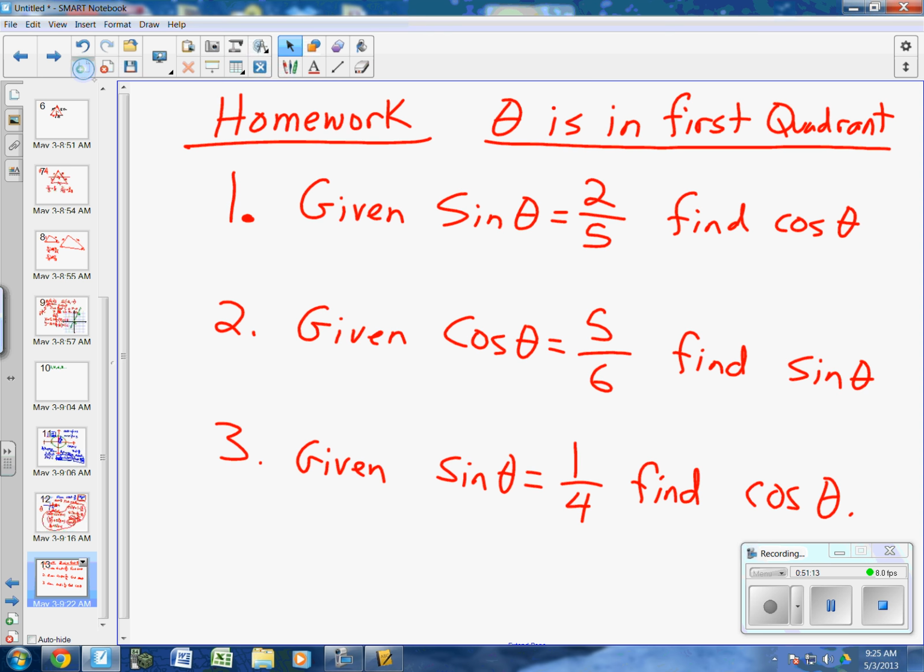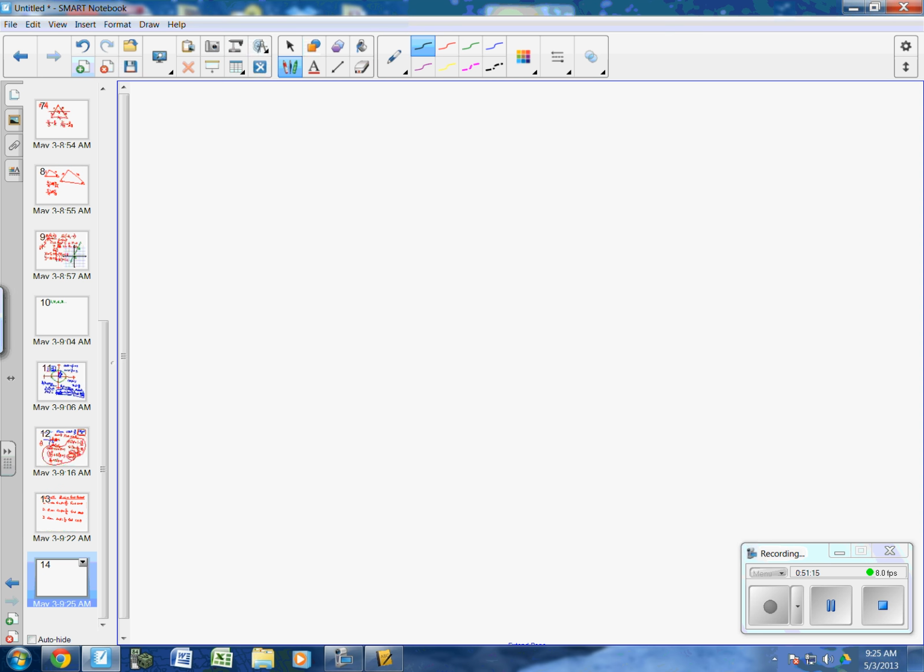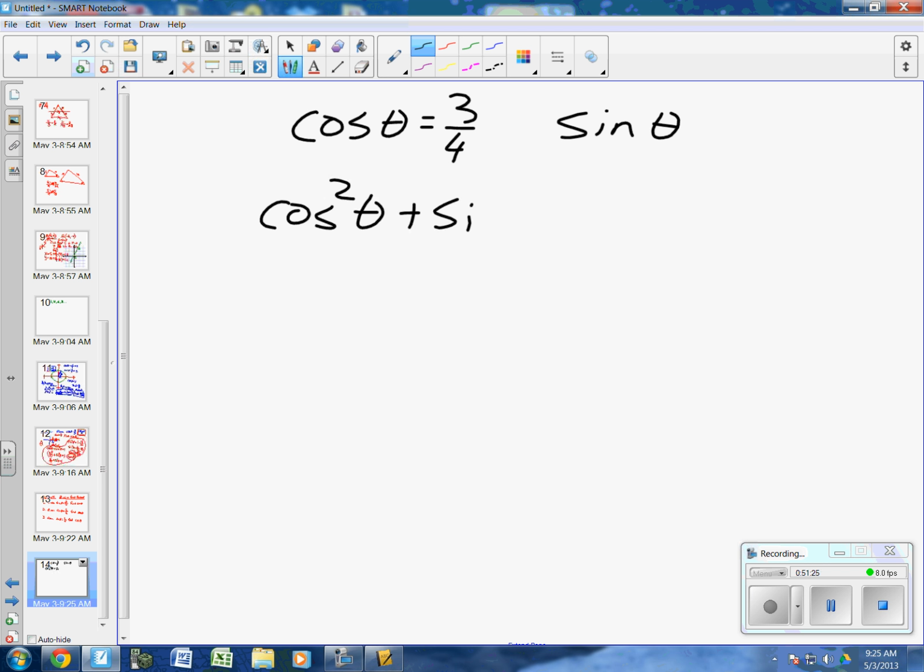I'm going to do cosine of theta equals 3/4. We're given that cosine of theta equals 3/4. I want to find sine of theta, okay? You guys ready? Okay, I'm going to use cosine squared of theta plus sine squared of theta equals 1. What do we call this? Pythagorean identity, okay? By the way, an identity is true for any value of theta. That's why we call it an identity. It's an equation that's true for any value of theta. It's just that theta and that theta have to be the same number.